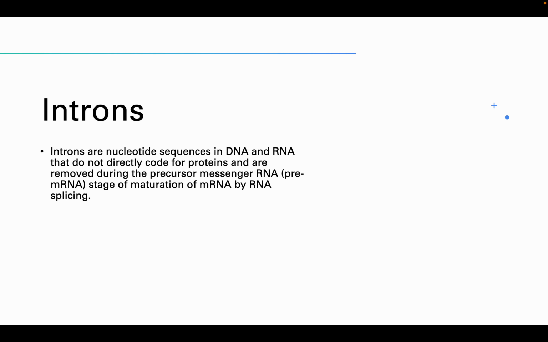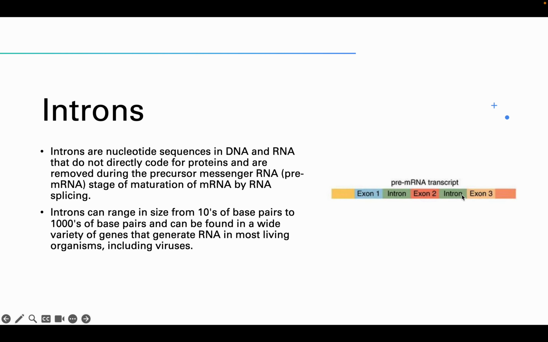So, what are introns? As I have told you, they are the nucleotide sequences in DNA and RNA which do not code for protein, so they are removed during this processing. As you can see, these introns lie in between the exons and don't code for protein, so they need to be removed to form the functional mature RNA which codes for protein. They can range in size from 10 to 1000 nucleotides and can be found in a variety of genes and also in viruses.